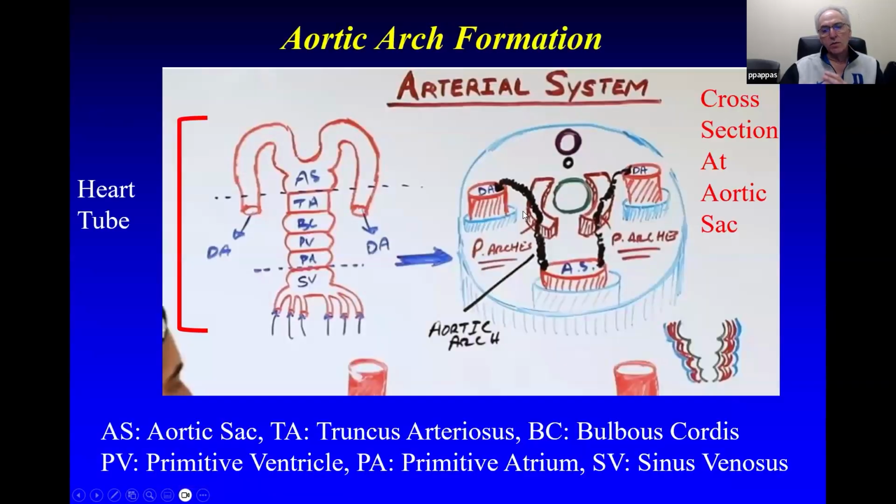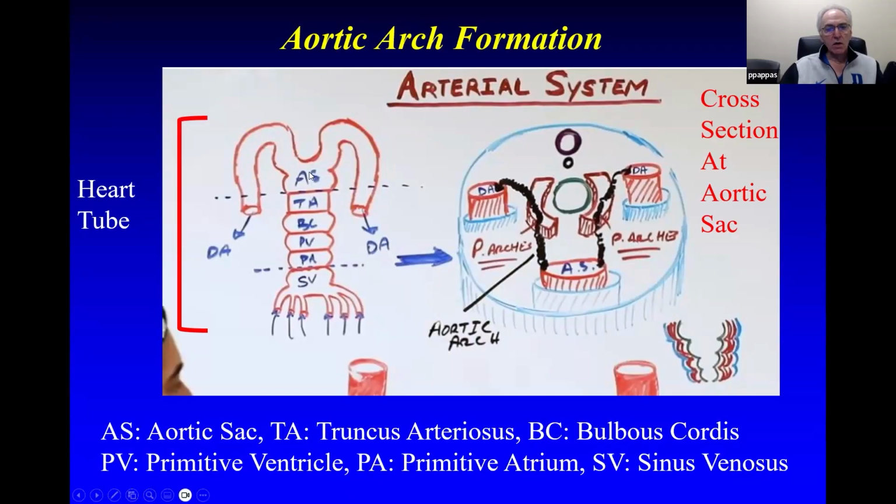So when you look at the tube that forms, it has various sections to it. So there's the aortic sac, the truncus arteriosus, the bulbus cordis, the primitive ventricle, the primitive atrium, and then the sinus venosus. So the sinus venosus is responsible for all the venous formations, and we're going to go through that in a moment. But I want to spend a little bit of time going through some of the aortic changes because you really can't fully understand the venous embryology without putting that into context with the aortic embryology.